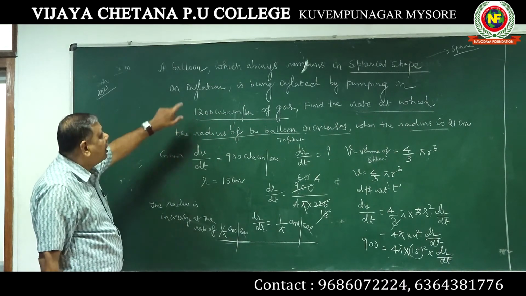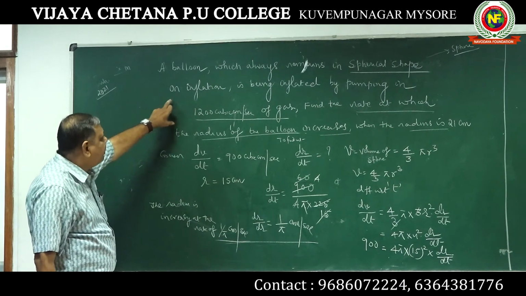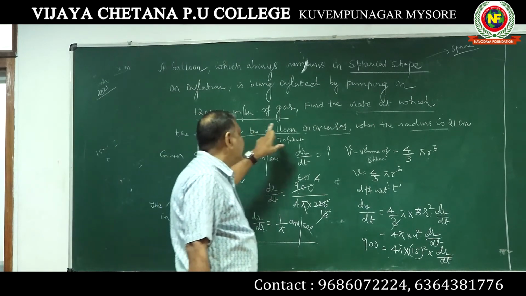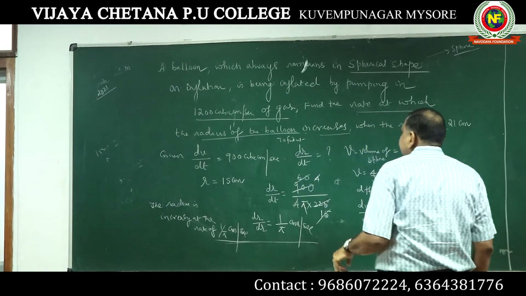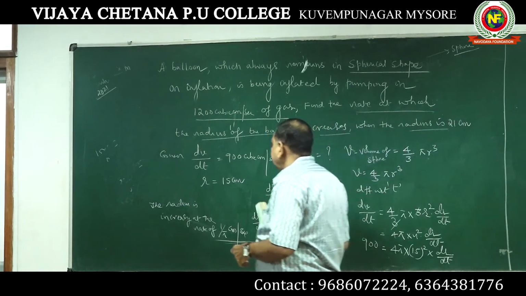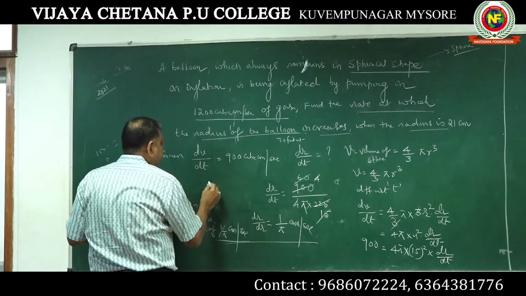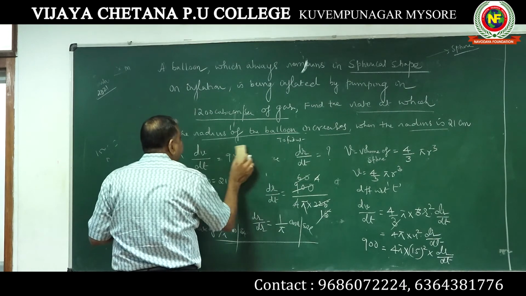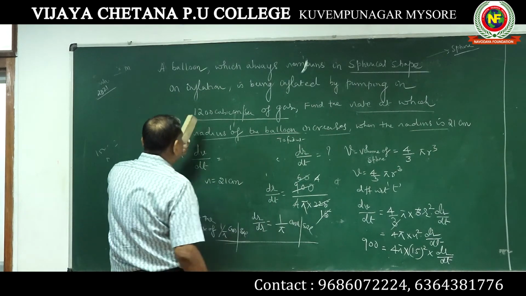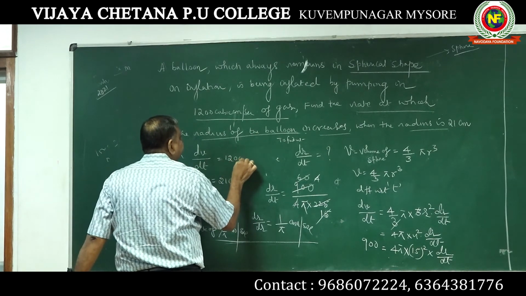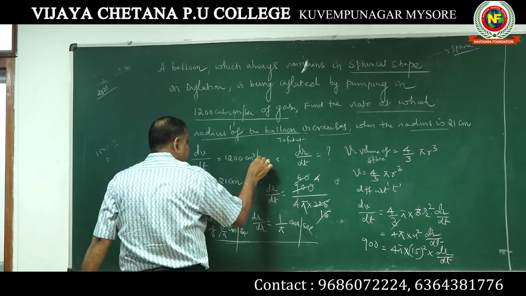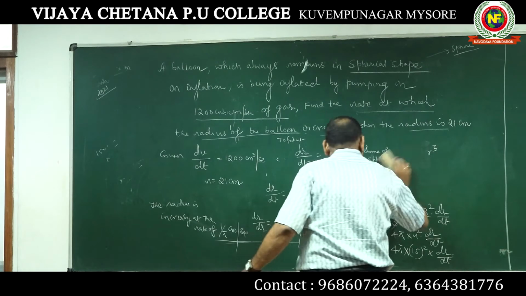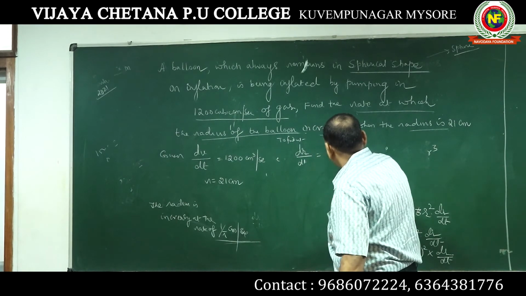A balloon which always remains spherical in shape is being inflated by pumping in, this is the change, 1200 cubic centimeters of gas. Find the rate at which the radius of the balloon increases when the radius is so much. So here you have to change R is equal to 21 centimeter. dV by dt is 1200 centimeter cube per second, we write. You have to find out dr by dt.